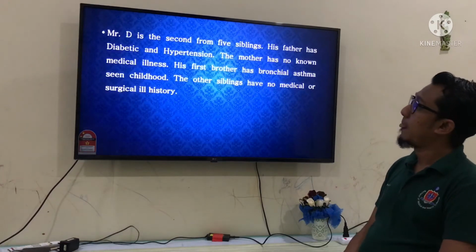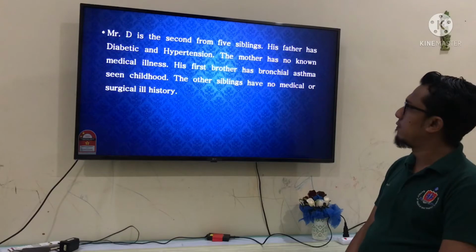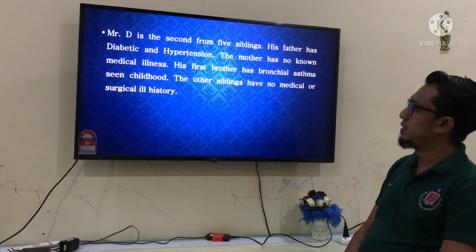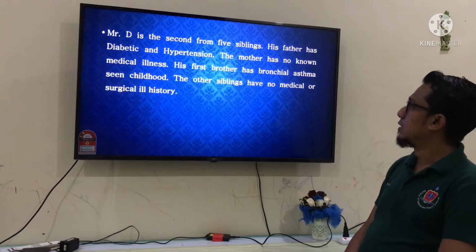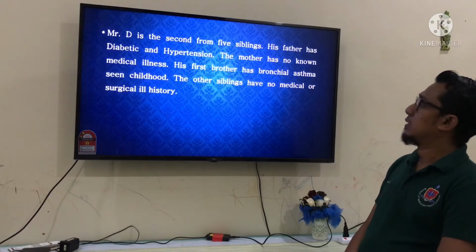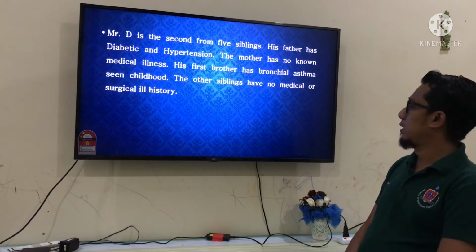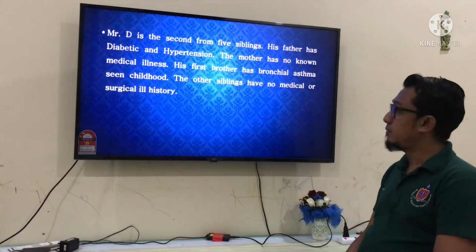Family history. Mr. D is the second of 5 siblings. His father has diabetes and hypertension. Ayah dia ada kencing manis dengan darah tinggi. The mother has no known medical illness. His first brother has bronchial asthma since childhood. The other siblings have no medical or surgical history.